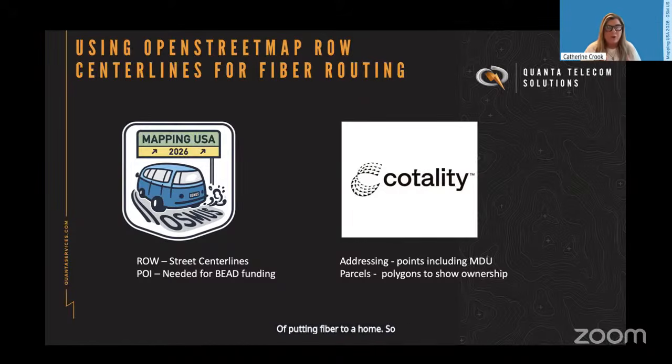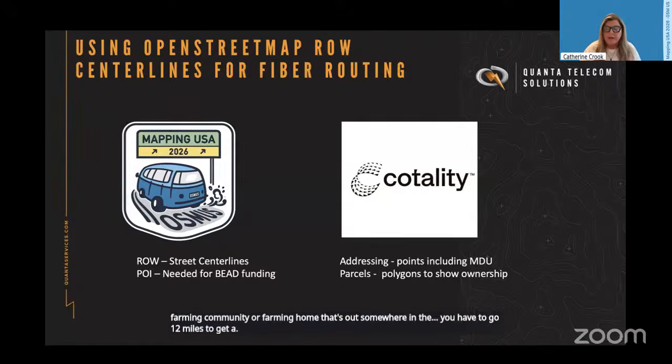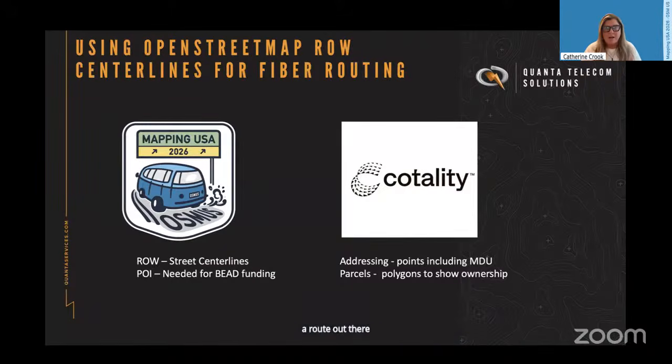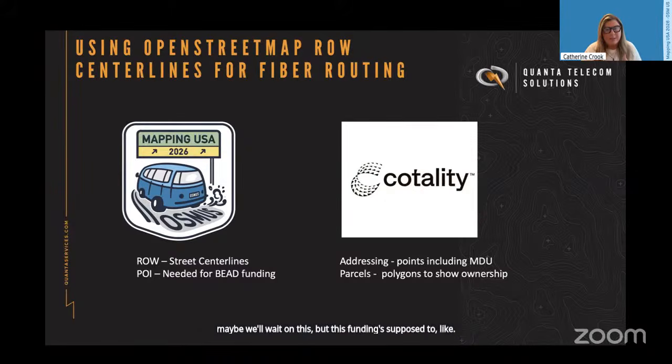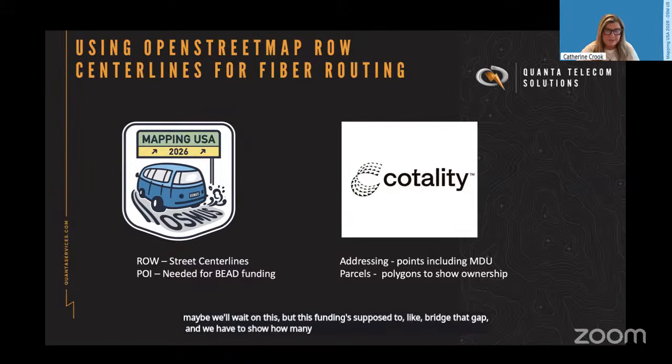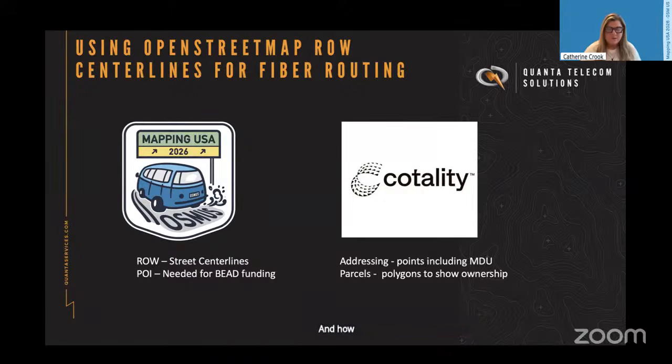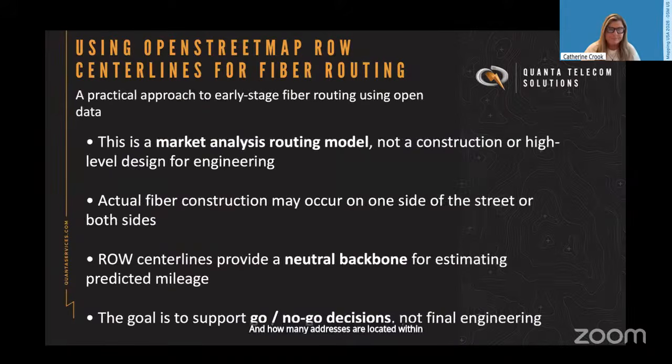So say you have a rural farming home that's out somewhere and you have to go 12 miles to get a route out there. Chances are a local ISP doesn't want to bear the cost of putting the fiber to that location. So they're going to say, maybe we'll wait on this, but this funding is supposed to bridge that gap. And we have to show how many parcels the route is passing and how many addresses are located within it.